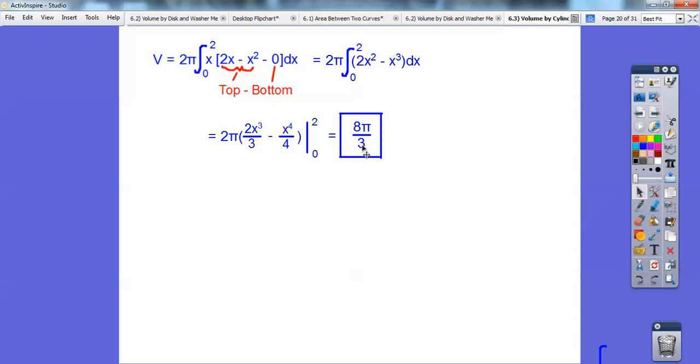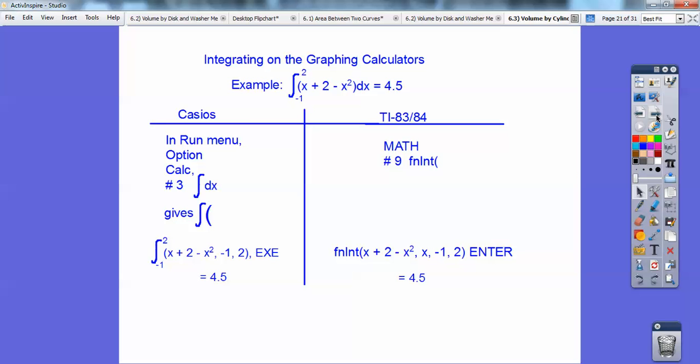Again, remember, if they're opposites of each other, then you're going to use the cylindrical shell method. If they're the same, then you use the disc washer method, which is from the last lesson.